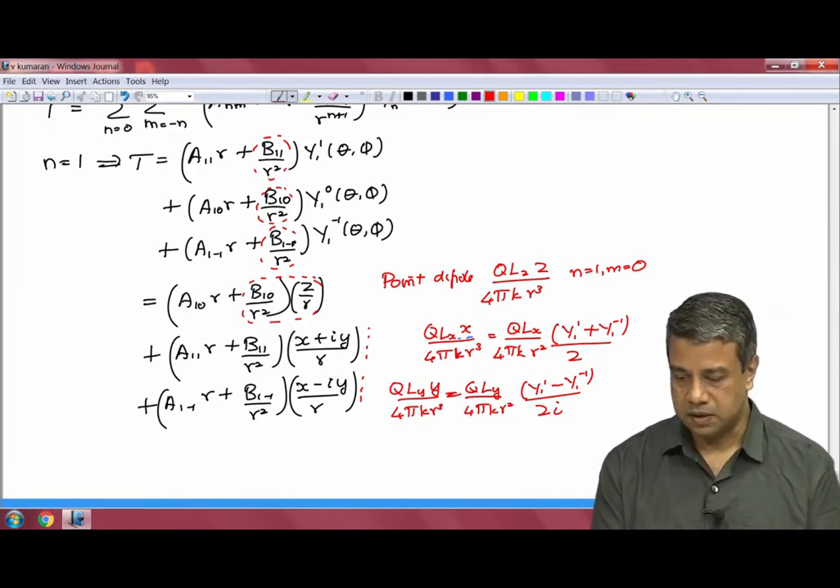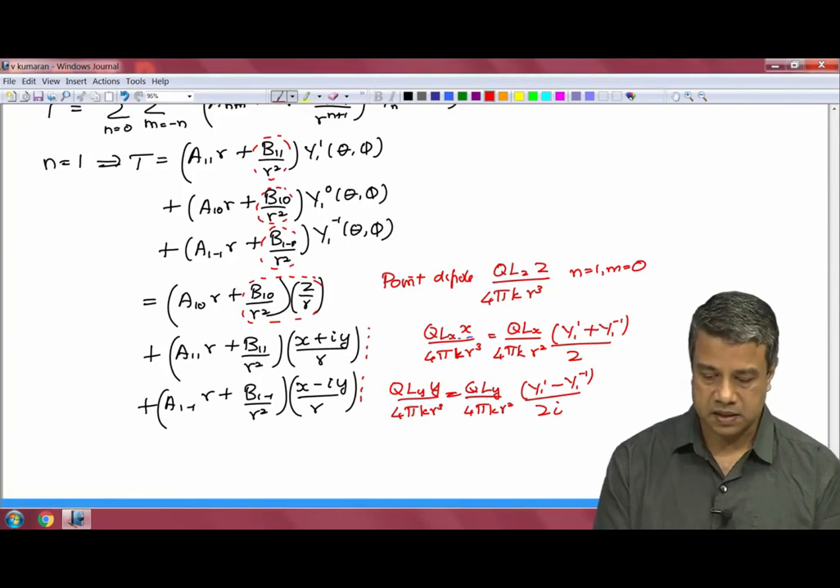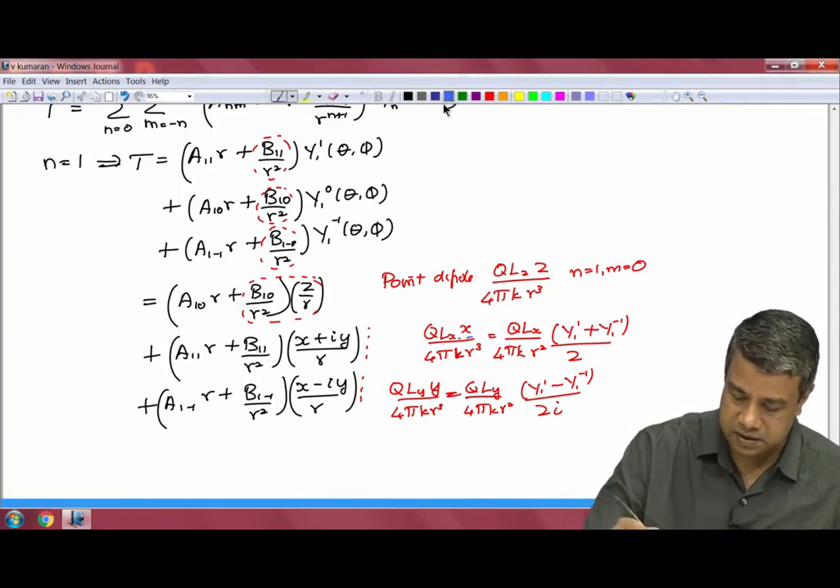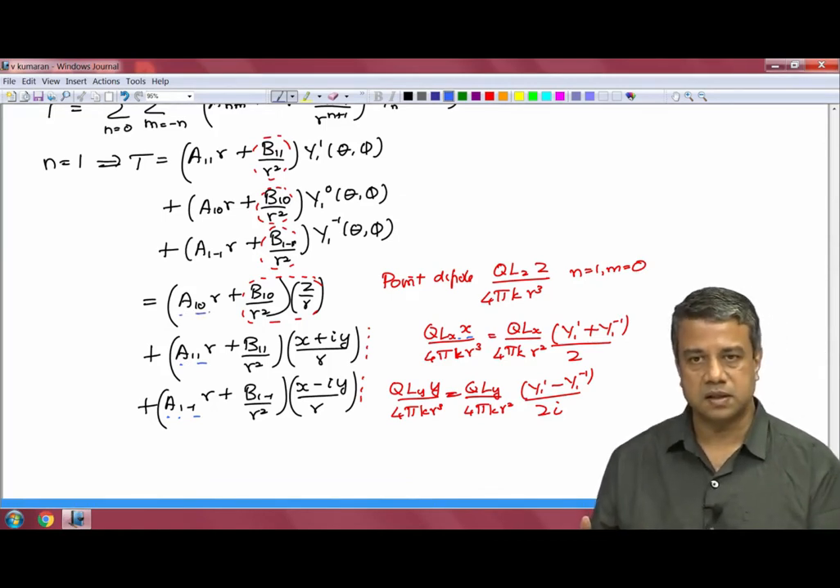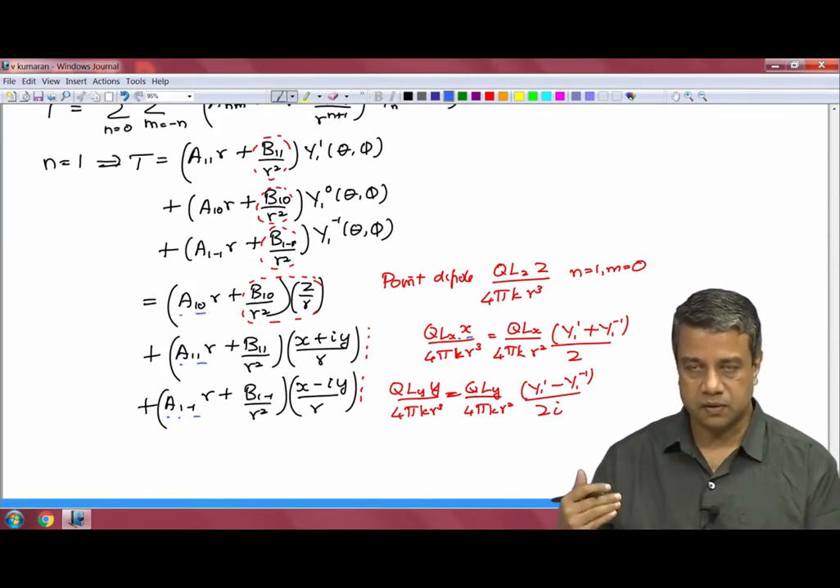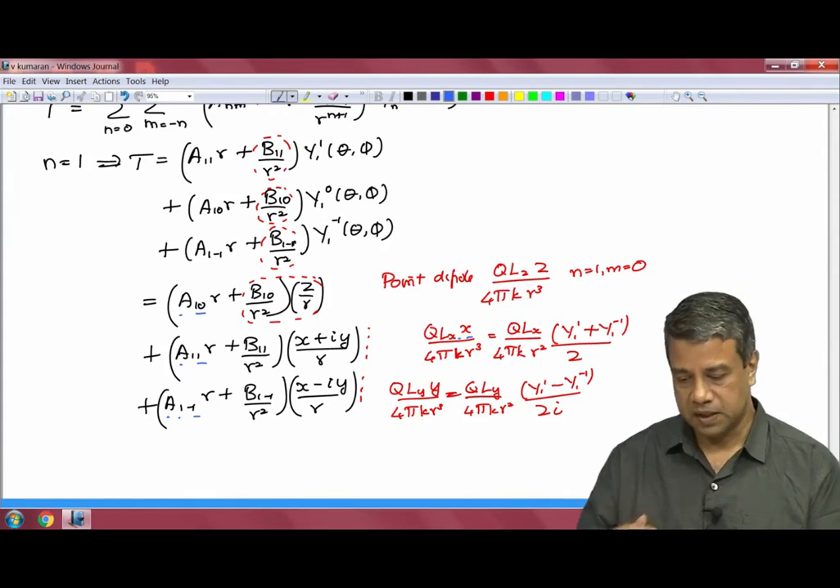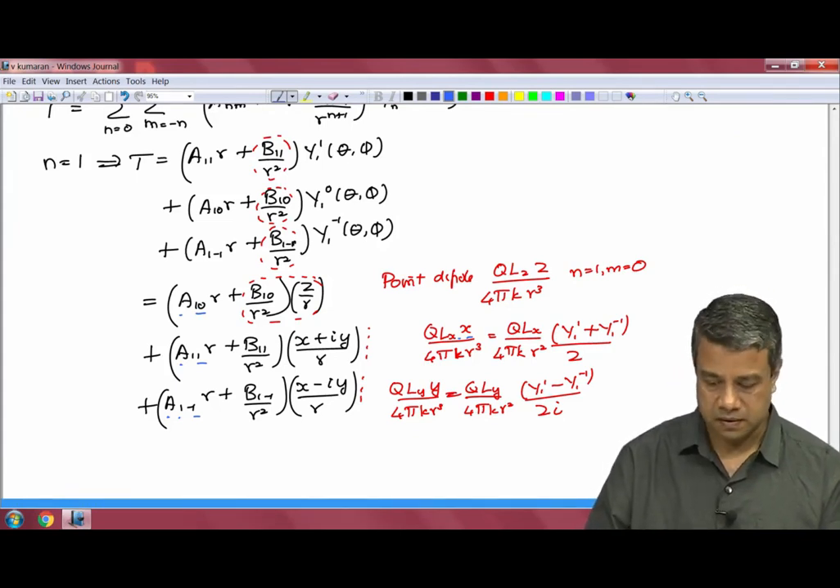So, I will continue this in the next lecture, where I will specifically address the issue of what these terms mean. I told you what the terms that decrease proportional to 1 over r square mean. I will address what these first terms mean.